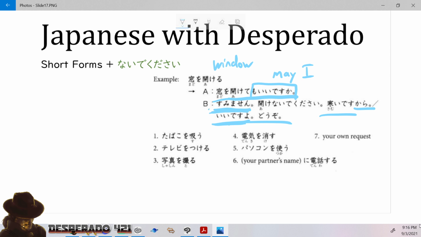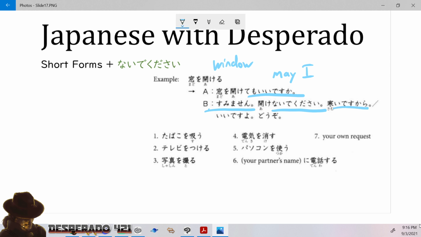And then this one here at the very top is the please don't. We're going to be working on the please don't. The first person is going to be using te form with mo ii desu ka, and the second person is going to be using sumimasen and then whatever it is, naide kudasai. And I can help you with the last part here.